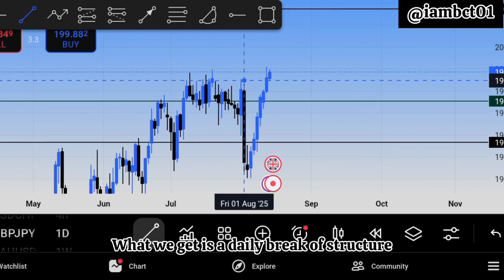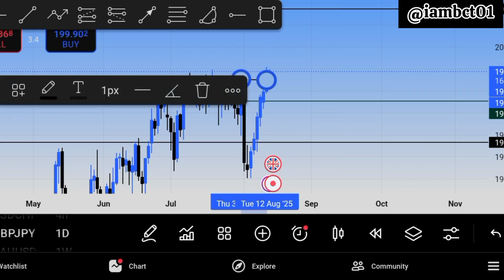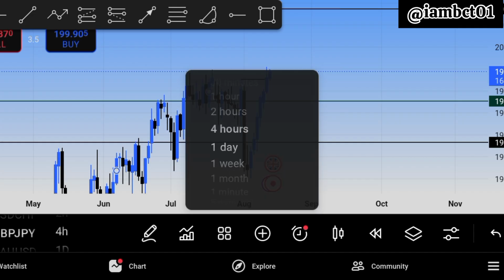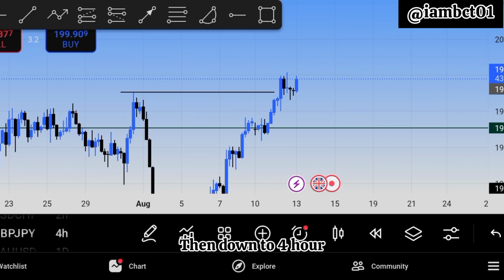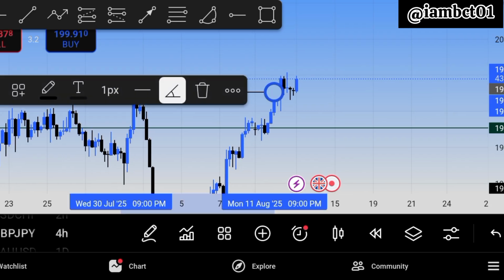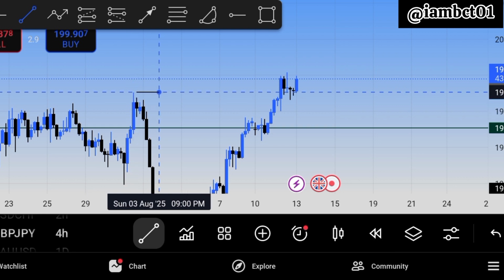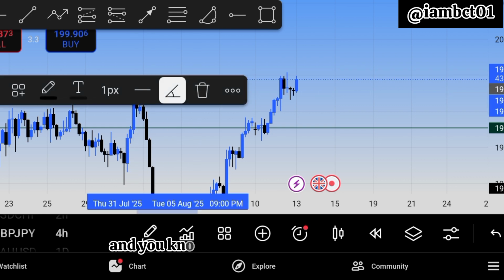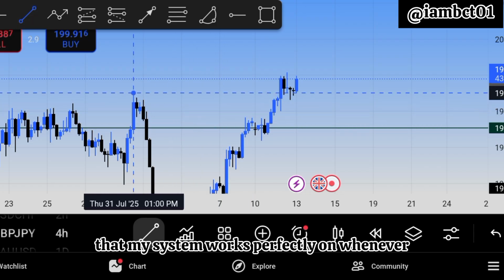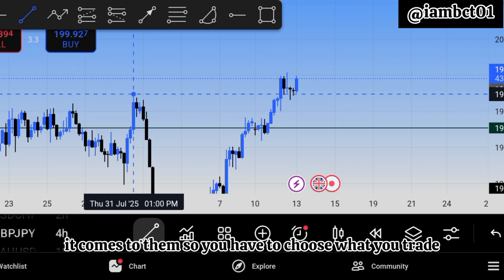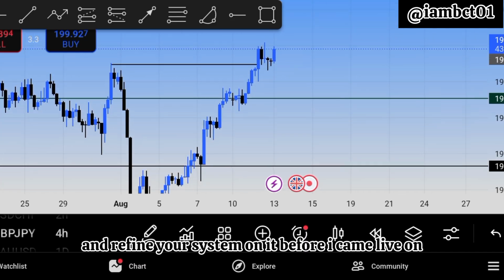So what we get is the daily break of structure to the upside. Then come down to 4 hour, on our friendly line, we are seeing another order block sitting pretty right there. And all the pairs I trade are pairs that I have confirmed my system works perfectly on. So you have to choose what to trade and refine your system on it.